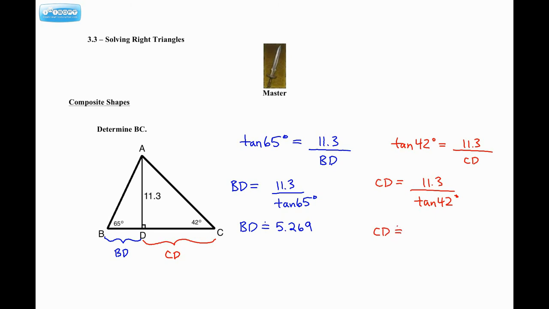11.3 divided by tan of 42 gives me 12.5. If I want to round to the nearest thousandth, I have to be careful. That's going to be 12.550. There we go. So we've done pretty much everything that's required, say for actually answering the question. Remember, we want BC. So that's just BD plus CD. No problem.